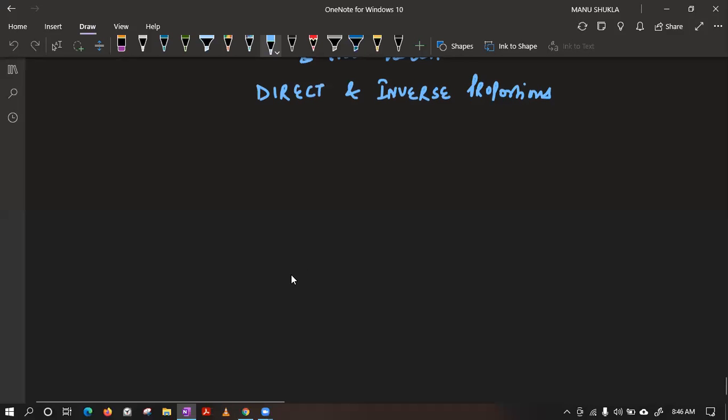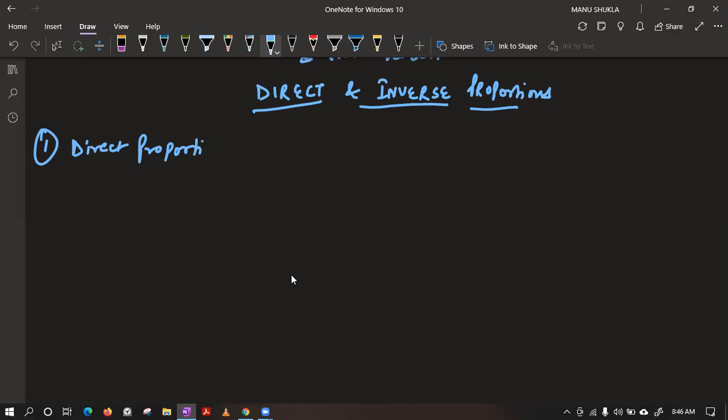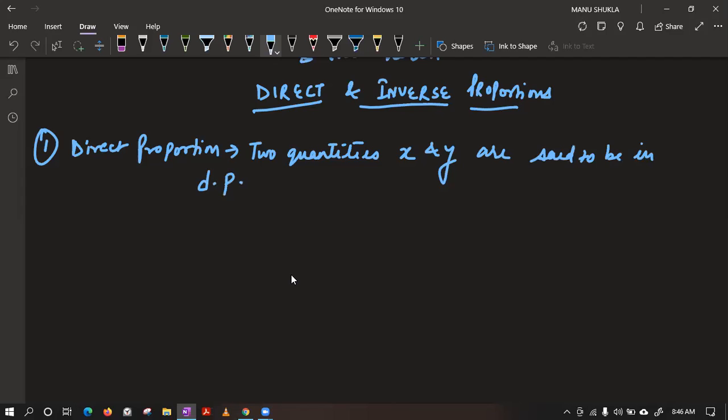So, good morning, everyone. In this new chapter, direct and inverse proportions. First, the definition of direct proportion. So, in that, we have seen yesterday also that two quantities x and y are said to be in direct proportion.